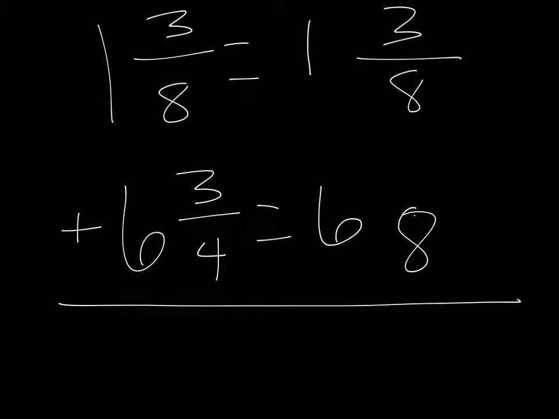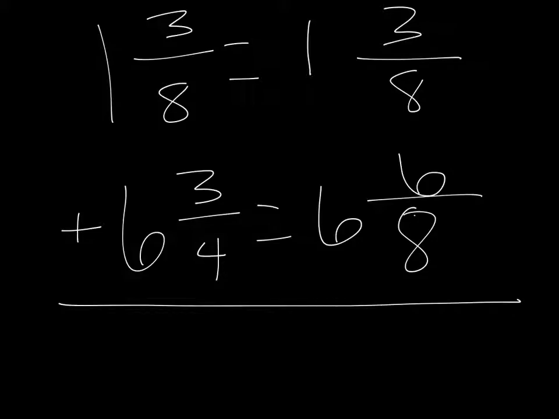Down on the bottom fraction, how do I get from 4 to 8? 2 times 2. Multiply by 2. If I multiply the bottom by 2, what do I do to the top? Multiply by 2. And 3 times 2 is? 6. I now have common denominators. Let's go ahead and add our fractions. 3/8 plus 6/8 is?